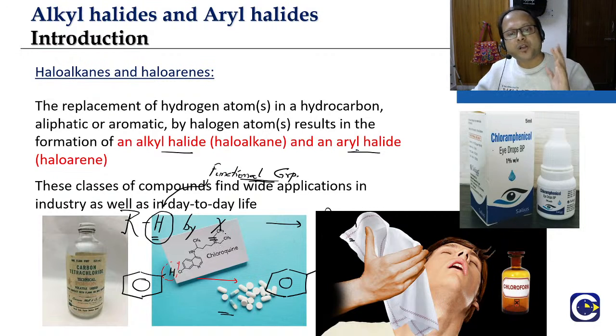All these are common things of daily life. They do have uses of this halogen part in the alkylated form or in the aryl form, in the aromatic structure also, right?